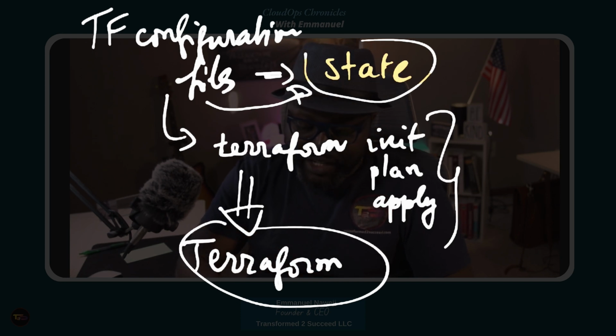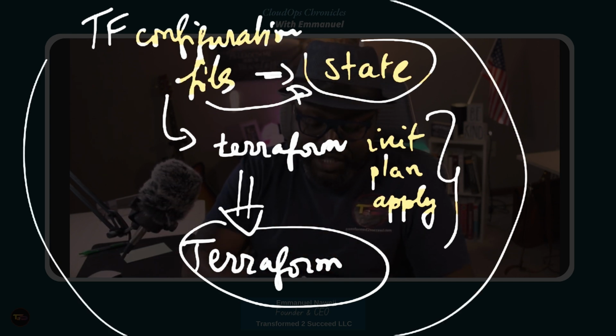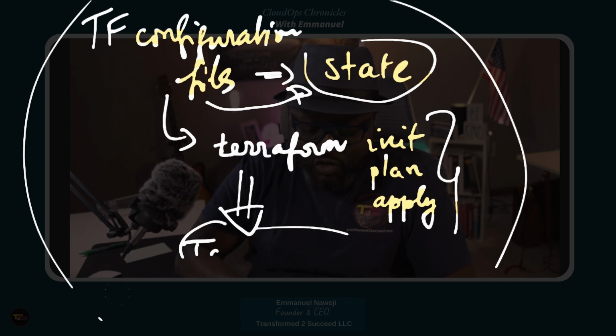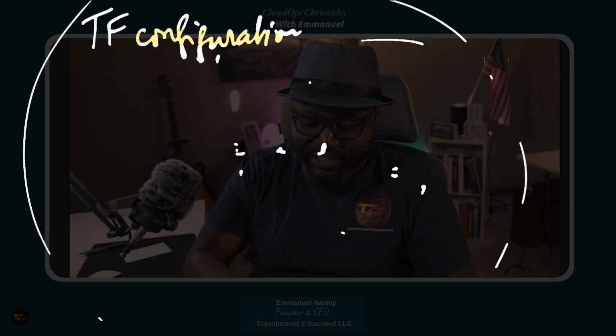But for you to do that, you're first going to need to initialize your project. And after initializing your project, you're going to have to review your infrastructure. And once you're happy with the kind of infrastructure that you want to build, then you apply the configuration files. And that's what I'm going to show you how to do in this video. So the first thing that we need to do is to write our configuration files.